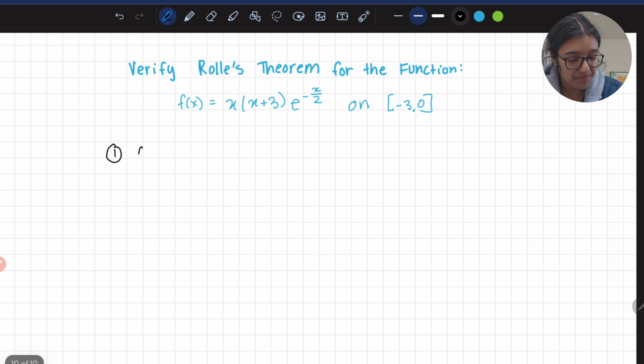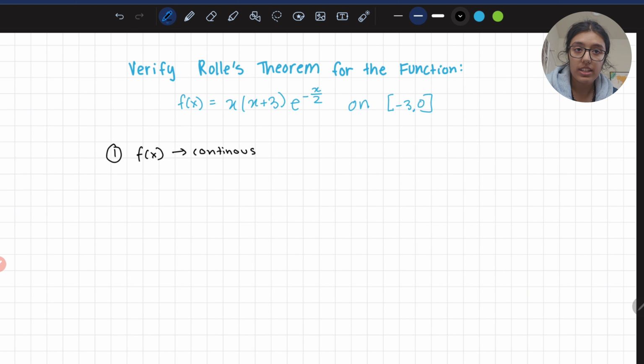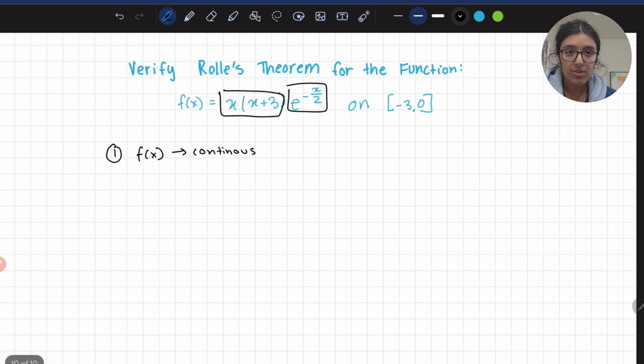We have, is f of x continuous? And how I like to think about this is that I know this part is a polynomial. I know all polynomials are continuous. This part is an exponential function. I know all exponential functions are continuous. And the thing is, this is actually a theorem. If you multiply two continuous functions, the resulting function is always going to be continuous. And that's also the same with differentiability. So in this case, since both of these continuous functions are being multiplied, the resulting function, which is this whole thing, is also going to be continuous.